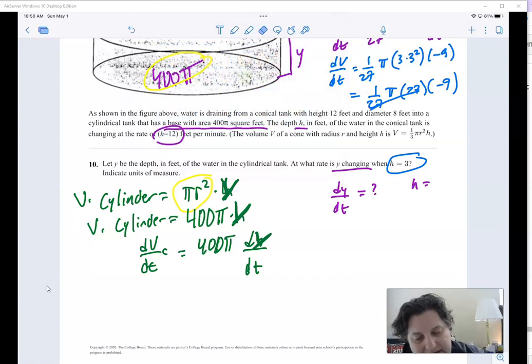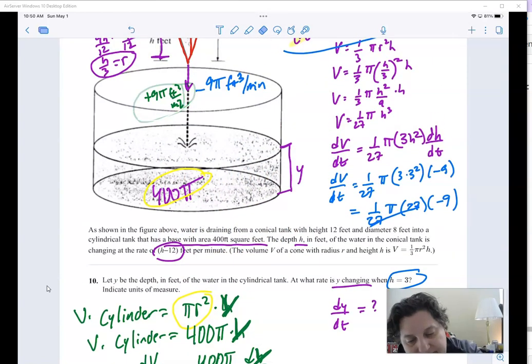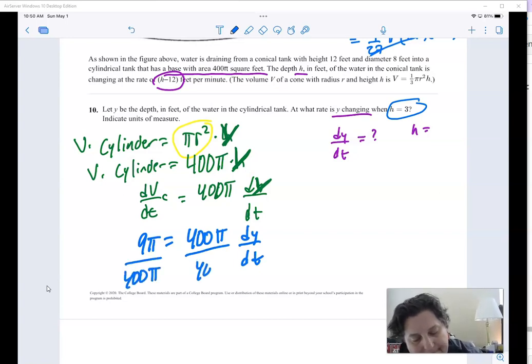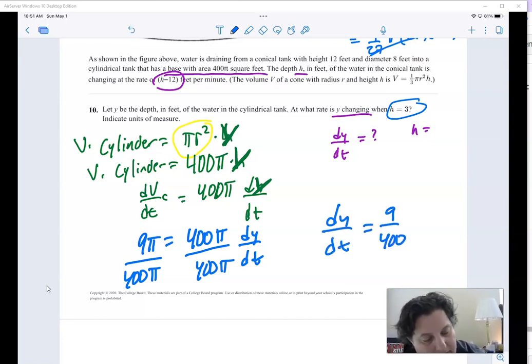But what's dV/dt? Well, how fast is this cylinder filling up? It's filling up at a rate of 9 pi because that's what it's dripping out of the other one. It's a really multi-part problem. So 9 pi is 400 pi dy/dt. If I divide both sides by 400 pi, dy/dt is 9 over 400.